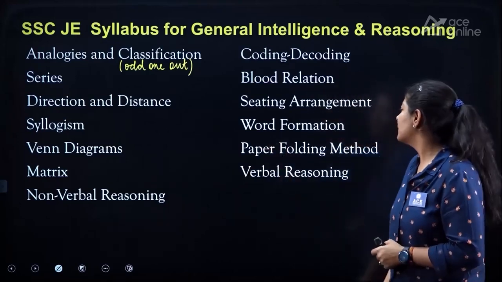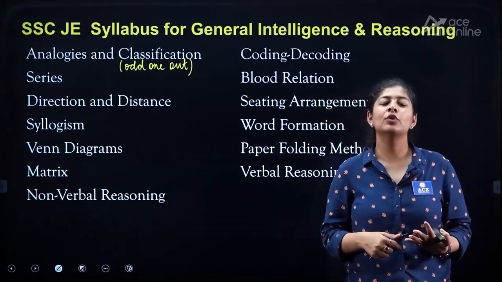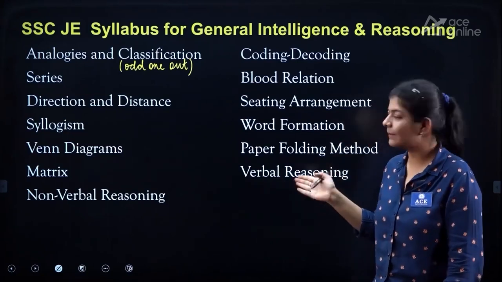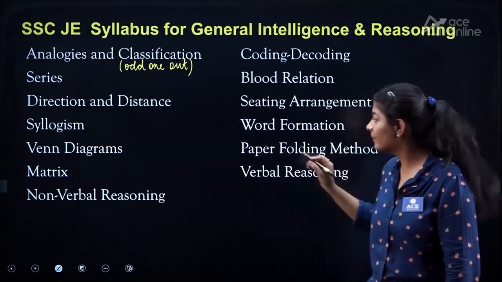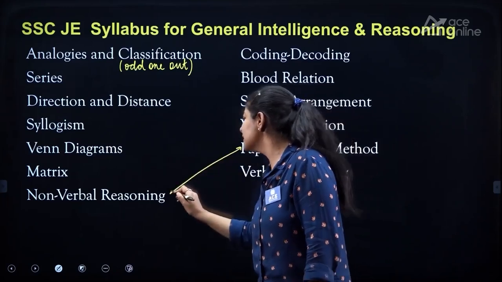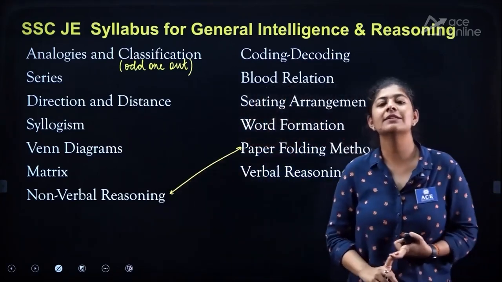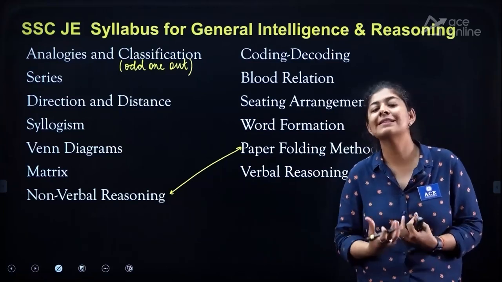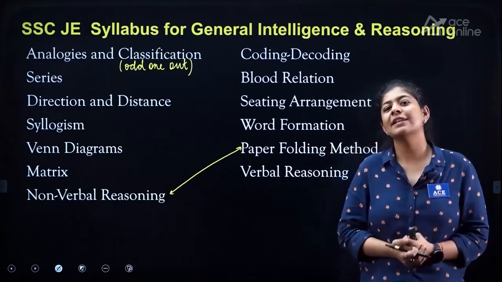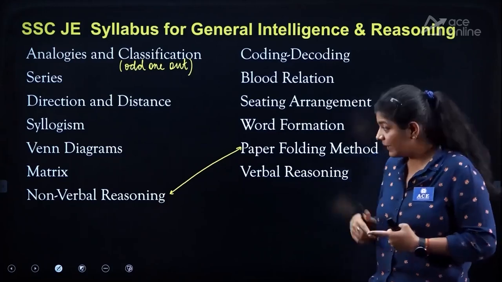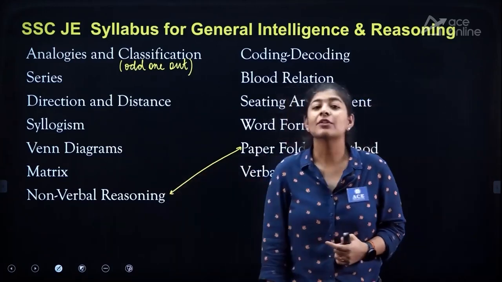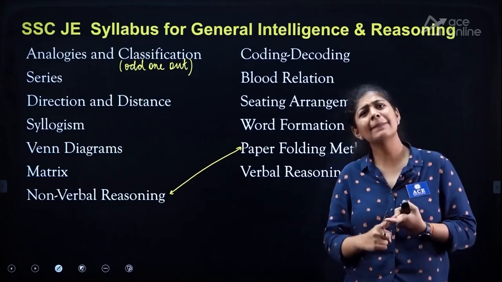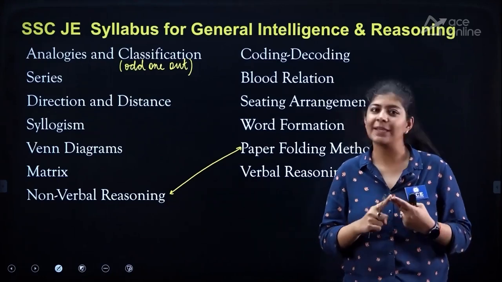The next one is the paper folding method. Basically, paper folding comes under non-verbal reasoning, but it is separately mentioned in the syllabus, so I have also written it over here. But you can connect these two topics. To attempt non-verbal reasoning, or any topic in which images are involved, you need to analyze them carefully. The topics under non-verbal reasoning are maybe paper cutting, paper folding, embedded figure, joining of the figures, and many more, right?